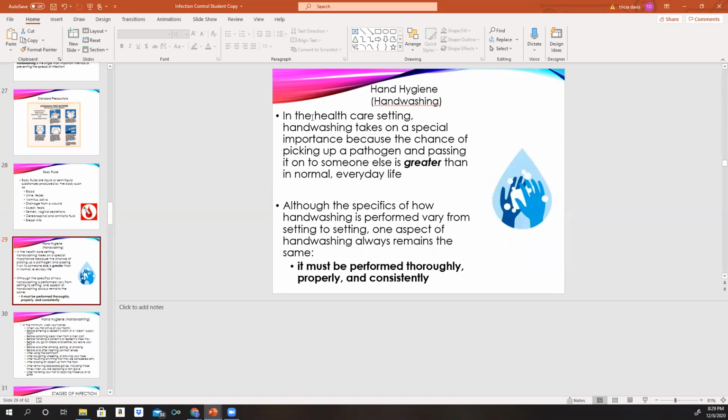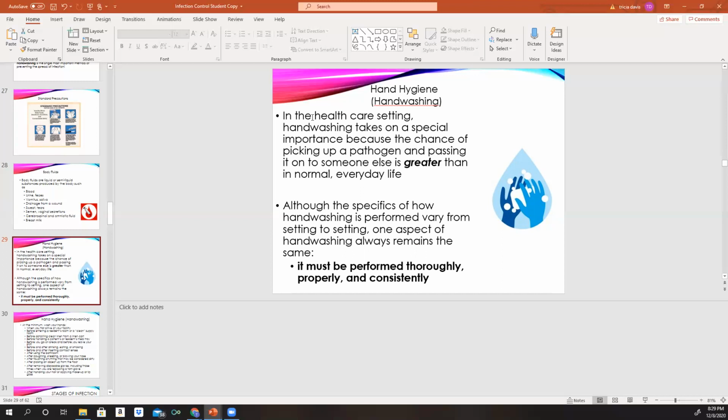So when it comes to hand hygiene and hand washing in the healthcare setting, hand washing takes on a special importance because the chance of picking up a pathogen and passing it on to someone else is greater than normal in any day life because of all the pathogens that are in the hospital. Although the specifics of how hand washing is performed can vary from setting to setting, one facility might say do it for 30 seconds, one might say do it for 60 seconds. Even though they vary, there's one aspect of hand washing that always remains the same, and that's that you perform it thoroughly, properly, and consistently.